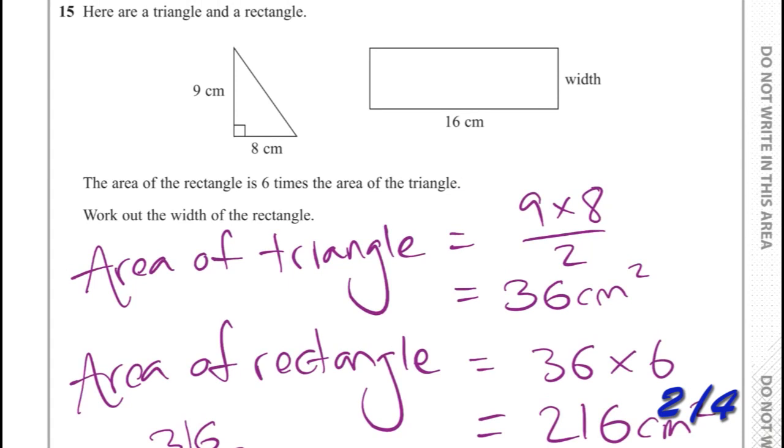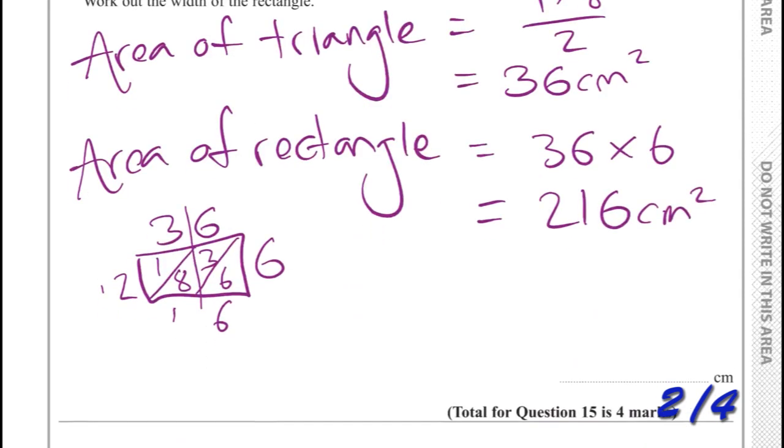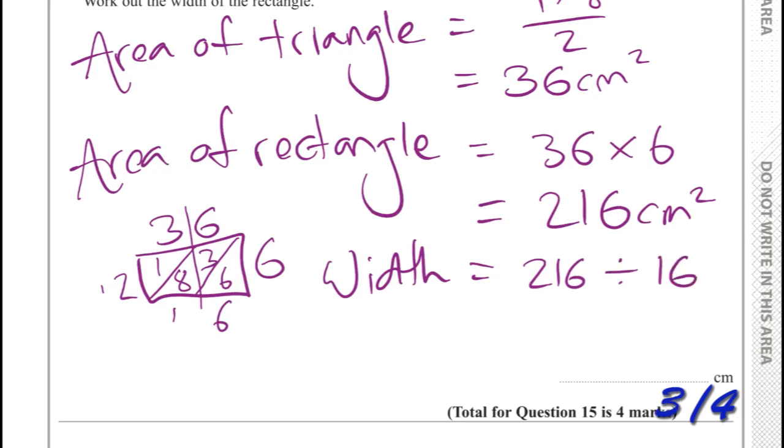Now for some reason in this diagram they've drawn the width going up, doesn't really matter. I just times the two sides together, so 16 times whatever the width is will give me the area of the triangle. So I need to figure out 16 times what is going to make 216. So to do that, we're going to do some division. You might want to do some long division here. So the width is going to be 216 divided by 16. Maybe you might want to do this as long division, bus stop method.